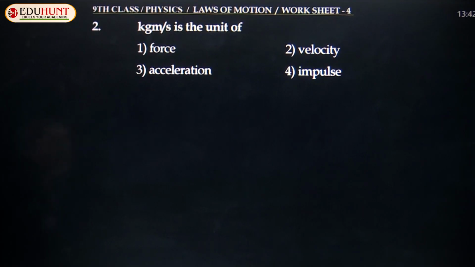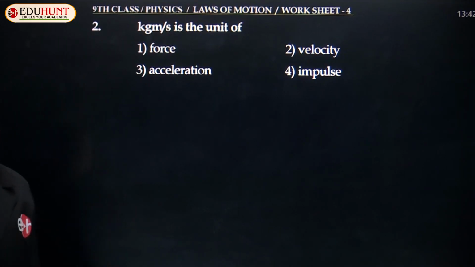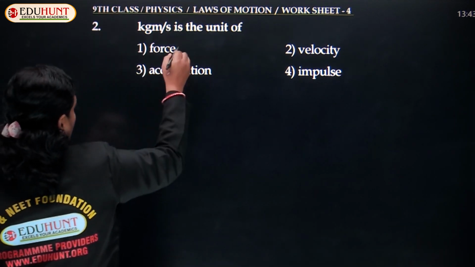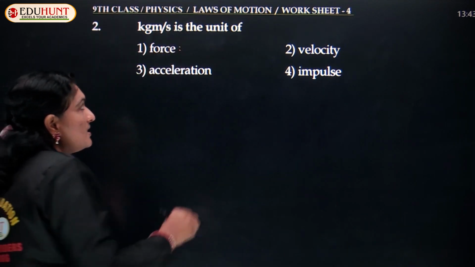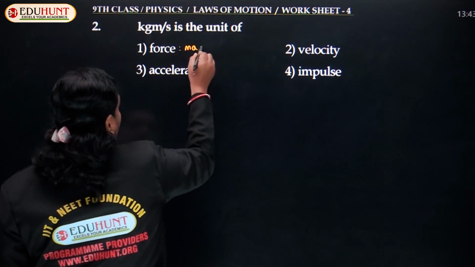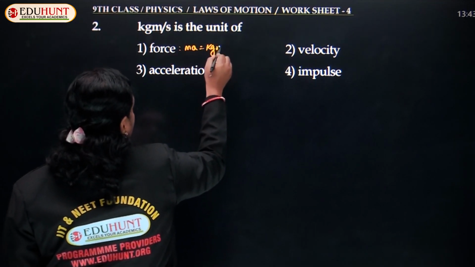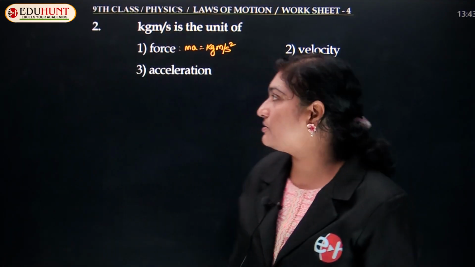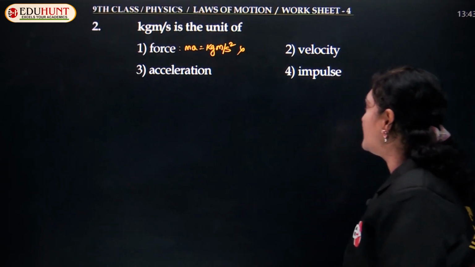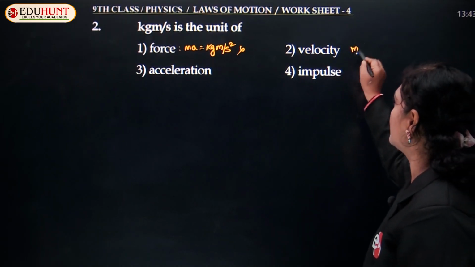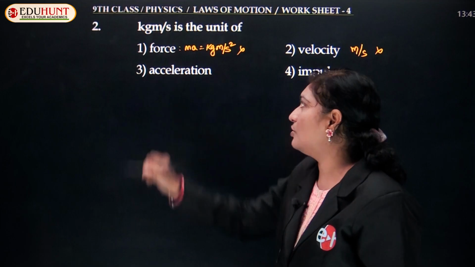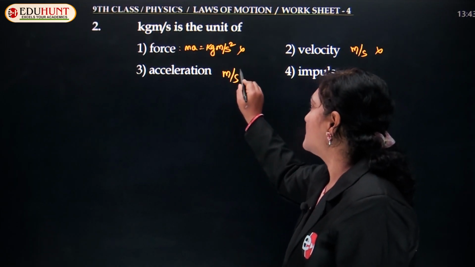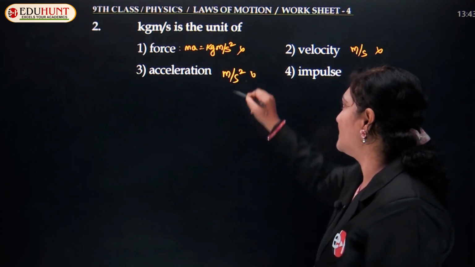Let us move to the next question, children. Second one: kg meter per second is the unit of what? What is the unit of force, children? The formula for force is mass into acceleration. Mass is measured in kg, acceleration in meter per second square. But here it is asked regarding kg meter per second, so this must not be true. The unit of velocity is meter per second, so even this does not go with kg meter per second. Acceleration is measured in meter per second square, but there it was given as kg meter per second.